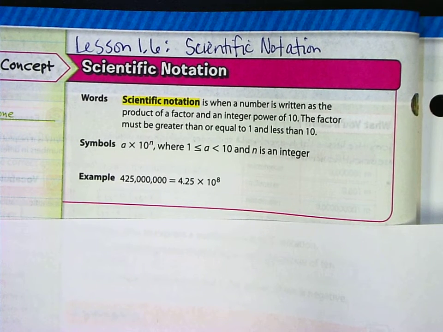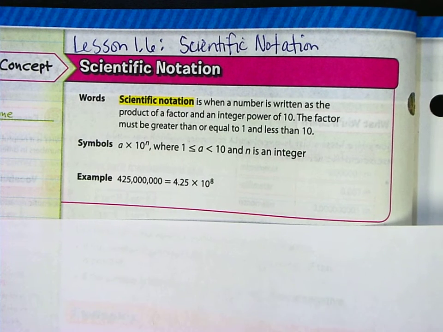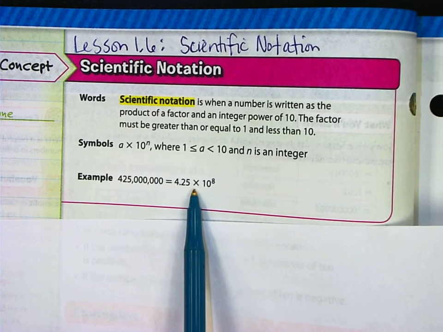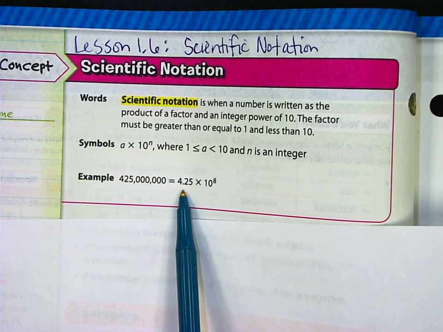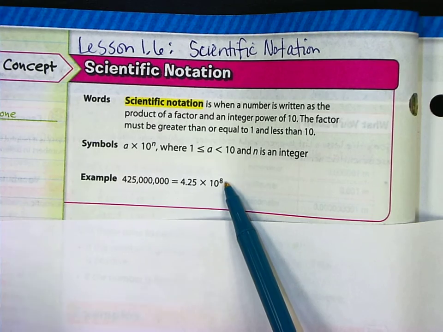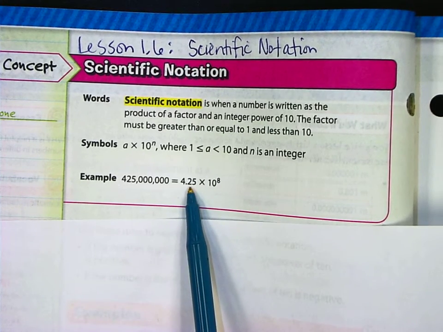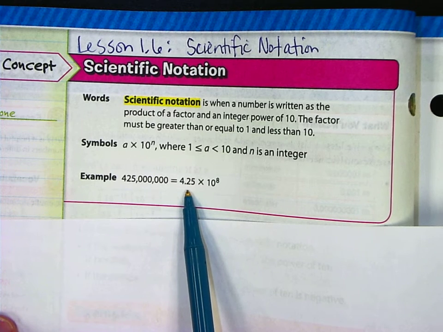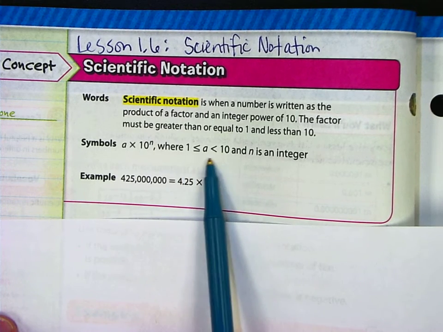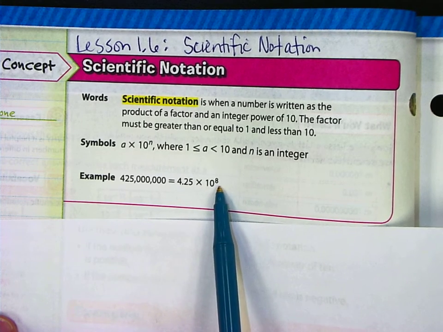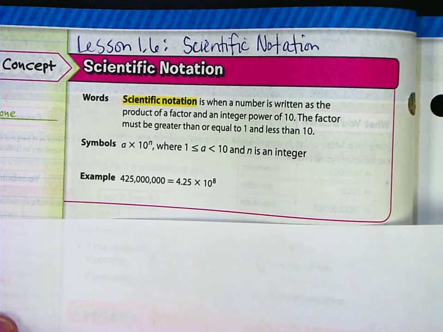Okay, so scientific notation is a way that we can write numbers that are really, really big or really, really small. It has to be written as a product of a factor, so times a number, and then a power of 10. This power can be positive or negative, and this number has to be between 1 and 10. It could be equal to 1 or more, but it has to be less than 10, and that's what this says right here. So it has to be a number between 1 and 10 times a power of 10, and again, this can be a positive or a negative exponent.